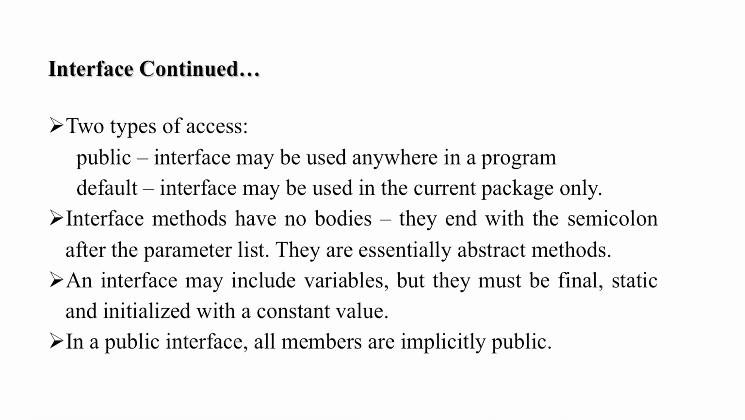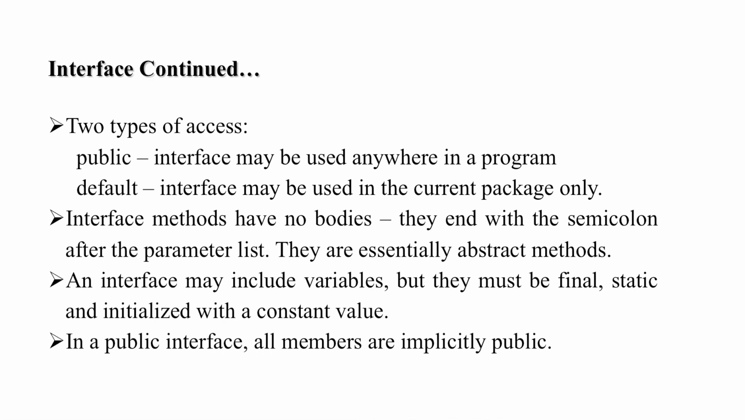We have two types of access: one is public, the other is default. Public means the interface may be used anywhere in a program. Default means the interface may be used in the current package only. Interface methods have no bodies. They end with a semicolon after the parameter list, and essentially they are abstract methods.